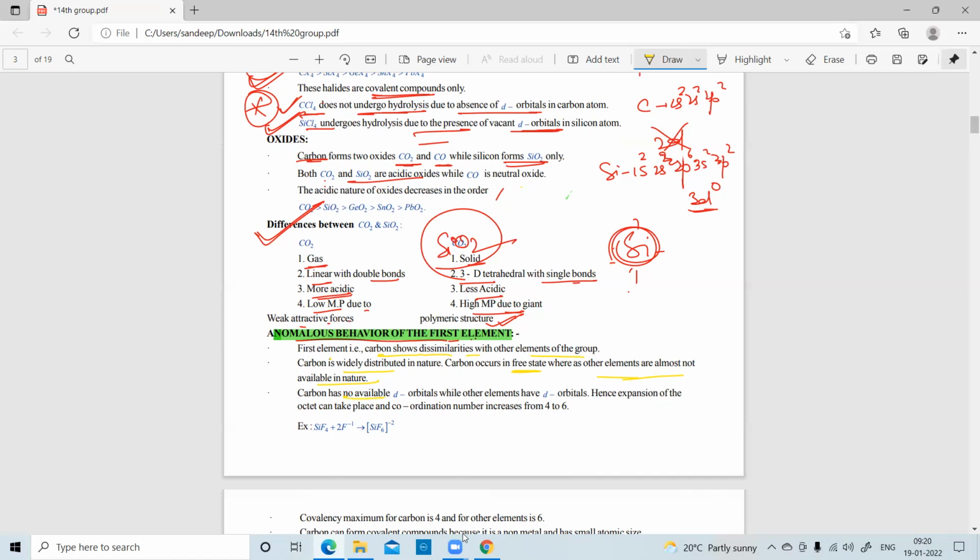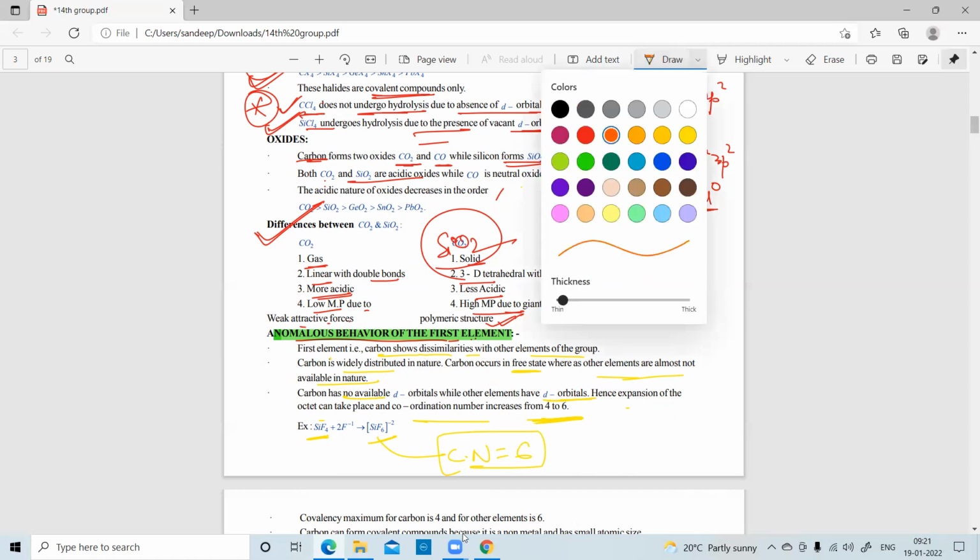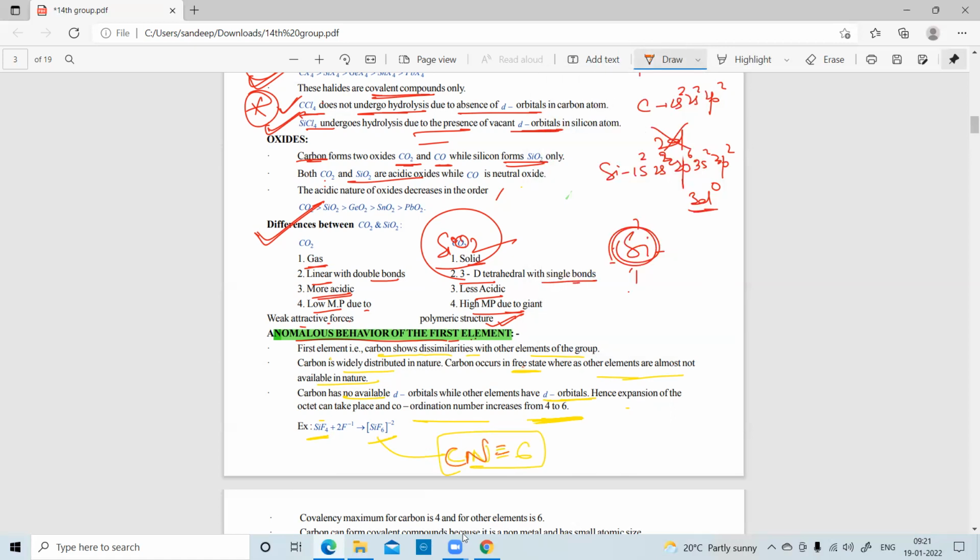Carbon has no vacant d orbital, but in other elements vacant d orbitals are present. So octet expansion will not take place in carbon, but in other elements expansion of octet takes place and the coordination number increases from 4 to 6. For example, SiF4 reacts with 2 fluoride ions to give SiF6 2-. So here the coordination number of silicon is 6.